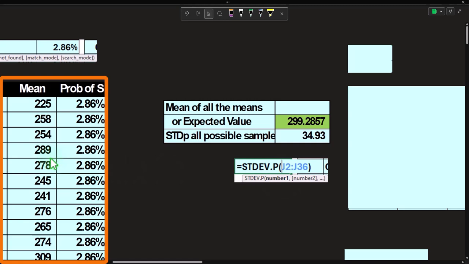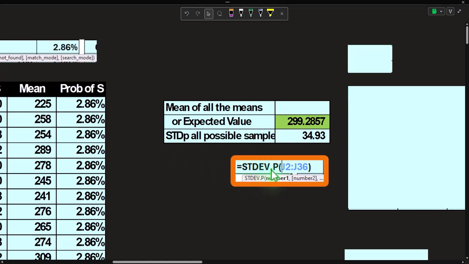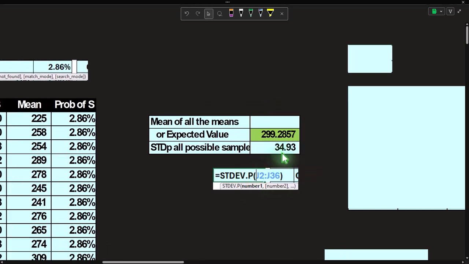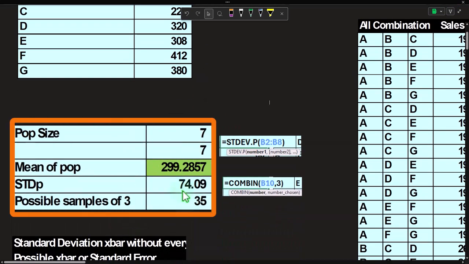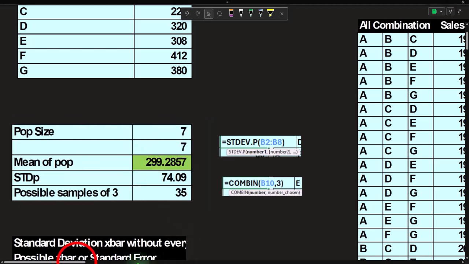But in this case, for this example, we have all combinations. That's why we're using the standard deviation of P, because we have literally every combination in there. But in any case, that gives us the 3493, which is a lot lower than the standard deviation of the population, 7409.